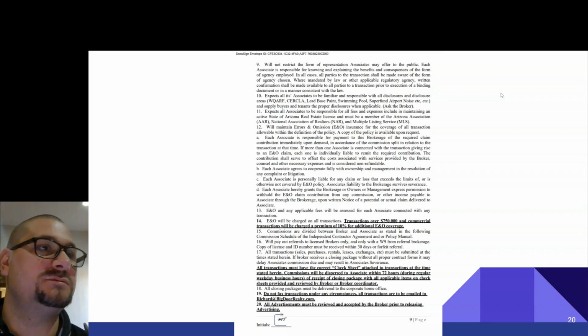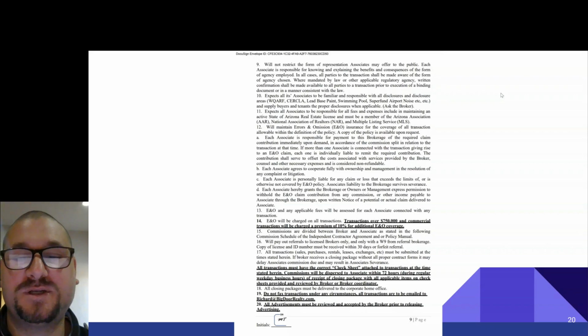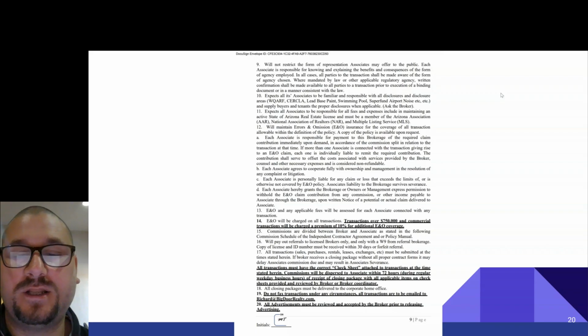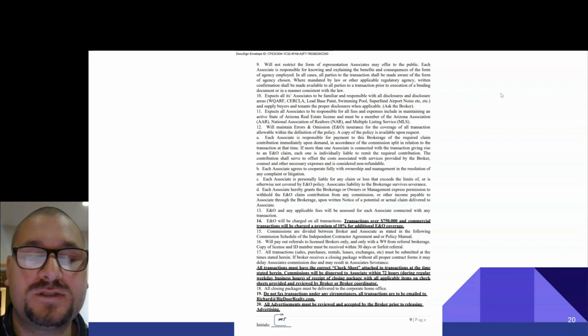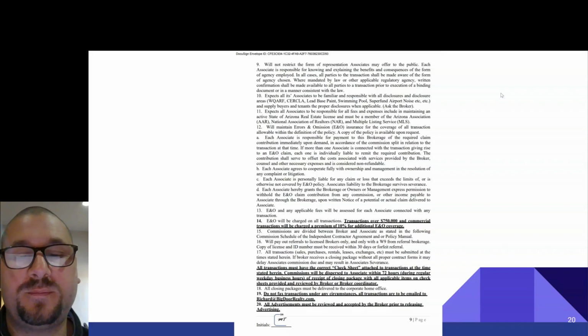What if they don't? It doesn't say anything here. All closing packages must be delivered to the corporate home office. It says, do not fax transactions under any circumstances. All transactions are to be emailed to Richard at bigdoorrealty.com.